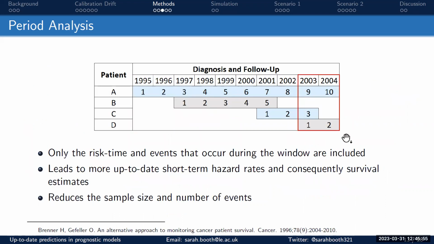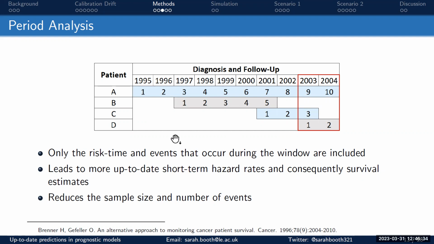So in period analysis, what happens is we first of all define this period window. It could be any size. Here it's a 2-year window, but it could be a 5-year window, depending on what assumptions you want to make. And you then only include the risk time and events that occur during the window. So here, when I'm estimating the short-term hazard rates of 1 and 2 years, these will now only be estimated from people who were diagnosed in 2003 and 2004. So this means that they're going to be as up-to-date as possible. And patients diagnosed back in 95 and 96 no longer contribute towards these short-term hazard rates. So they're going to be more up-to-date.